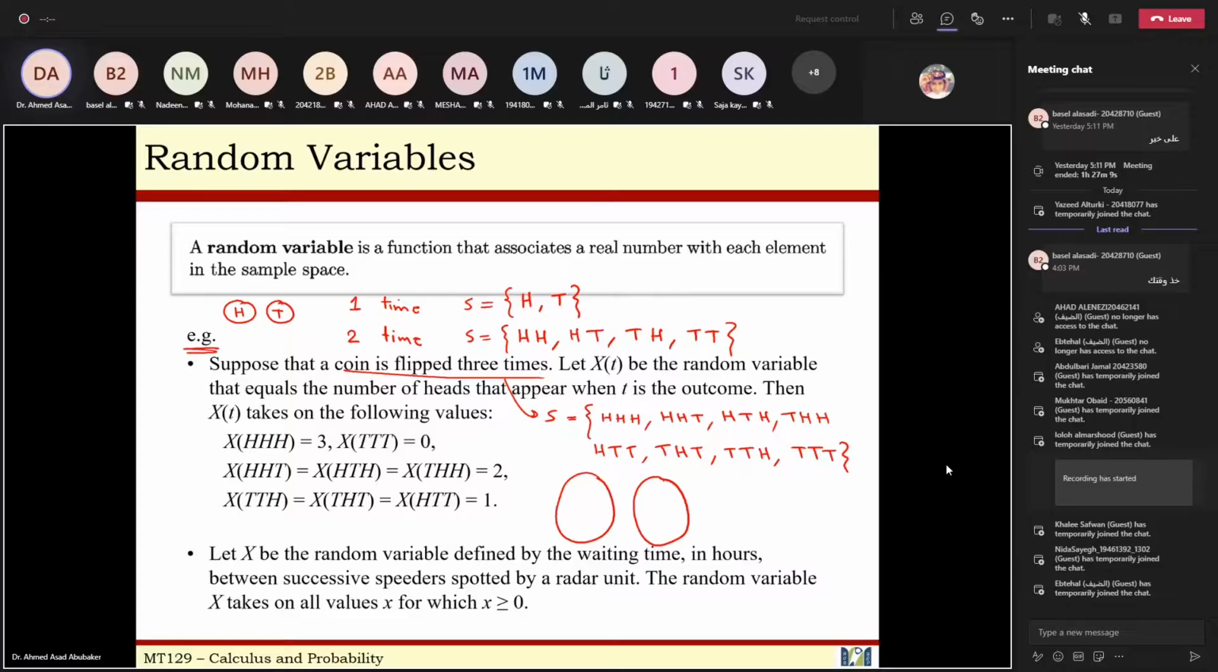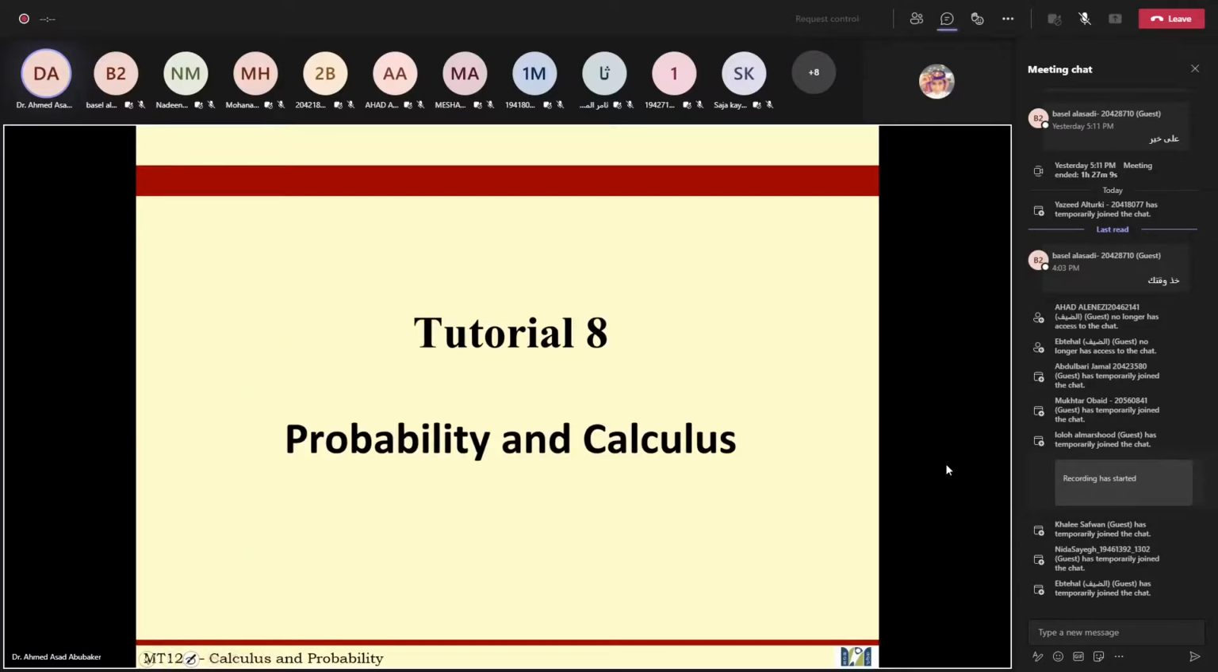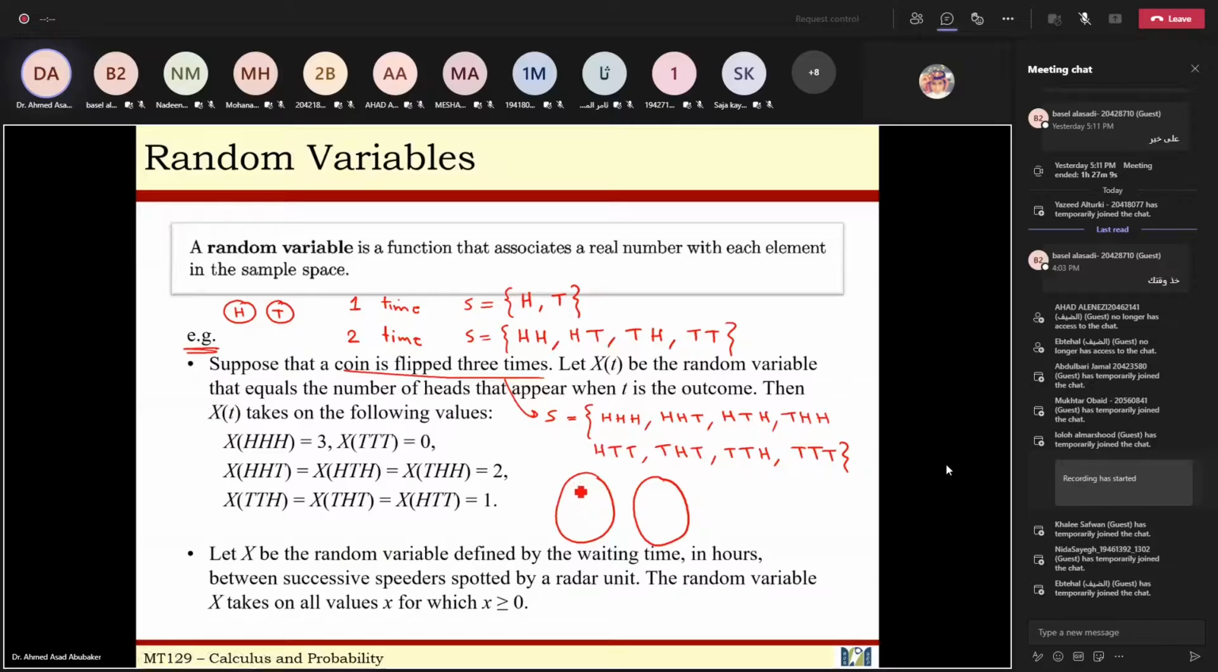For example, if we have HHH and we count the number of heads, this is connected with 3, because we have 3 H. But for example, TTT links with 0, HTT links with 1, also THT links with 1, and so on, for all 8 outcomes. This is the random variable.